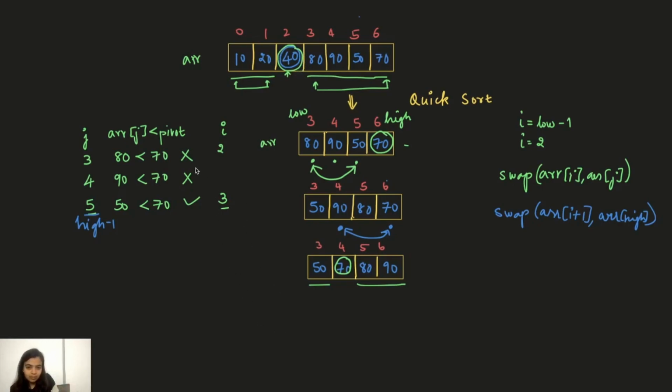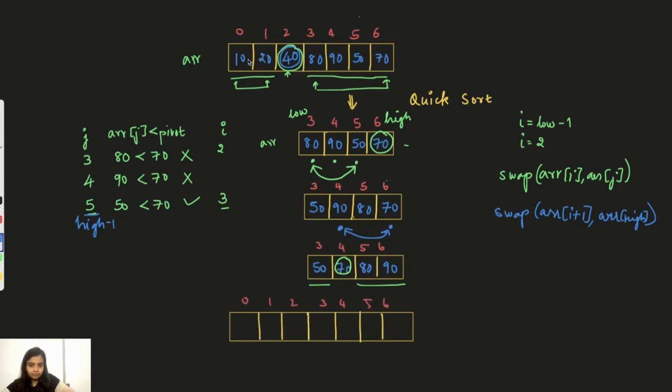So now let's put everything together. One array. So 10 and 20, they were sorted, the left part. Then our initial pivot was 40. Now the array that we got of the right side is 50, 70, 80 and 90. Now if you observe, all the elements are sorted. So we have successfully sorted our array using quicksort. So this is how the overall working of quicksort is.